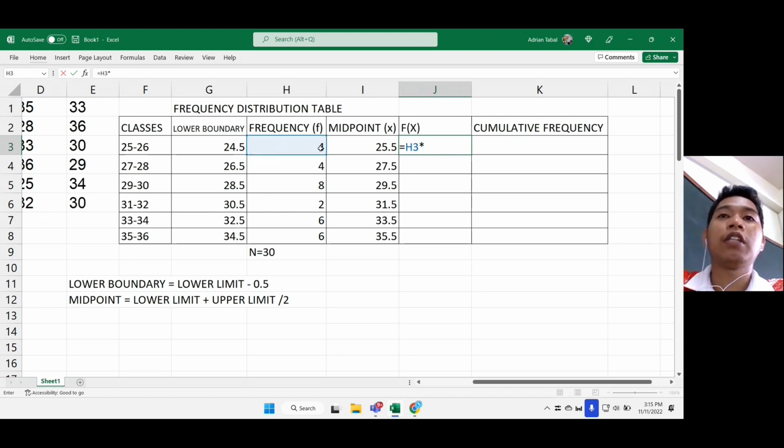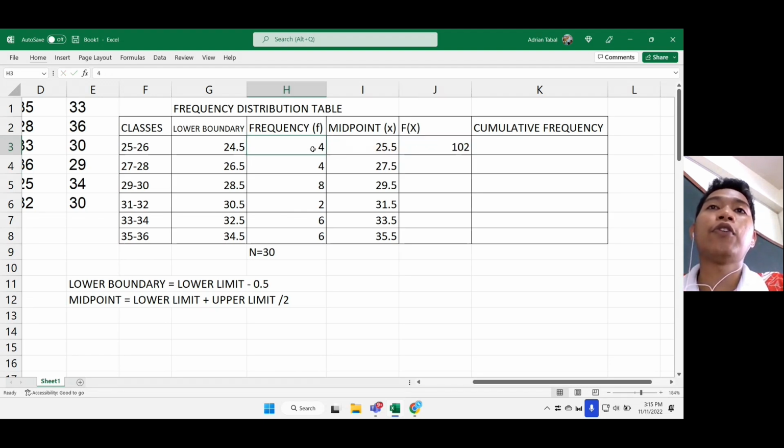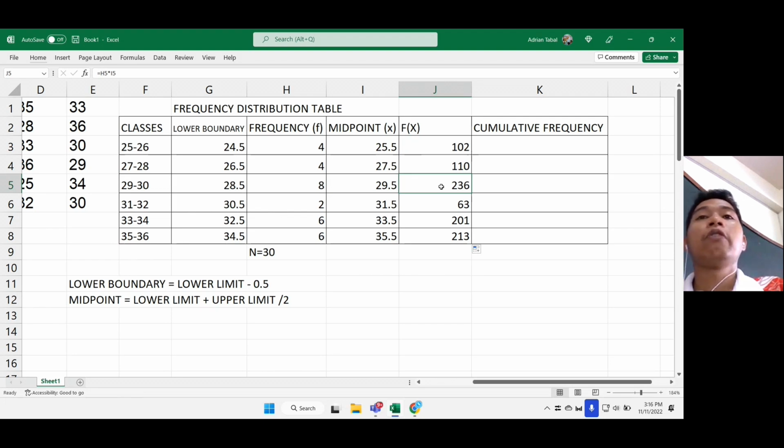That's why we are using technology. So again, what we did here is multiply 4 and 25.5. So that is 102. Now, 4 times 27.5, that is 110. 8 times 29.5, that is 236. 2 times 31.5, that is 63. 6 times 33.5, that is 201. And the last one, 6 times 35.5 is 213. So again, we are just going to multiply frequency and midpoint to get f times x.